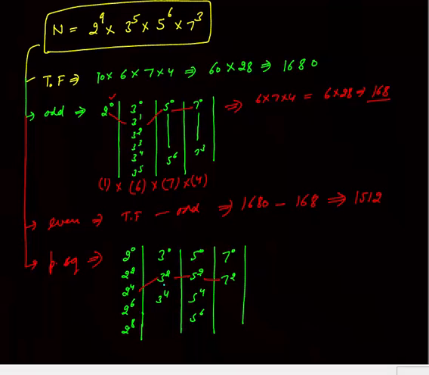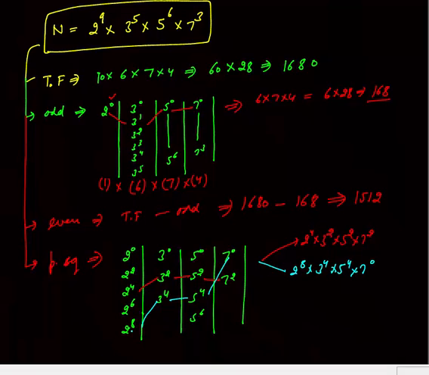For example, I'm just taking an example: 2 power 4 into 3 square into 5 square into 7 square. Now this number is a factor of n as well as a perfect square. Another case, I'm taking 2 power 8 into 3 power 4 into 5 power 4 into 7 power 0. This number is a factor of n as well as a perfect square.